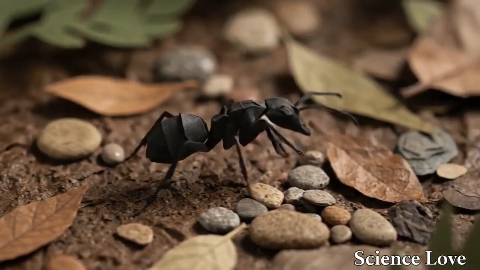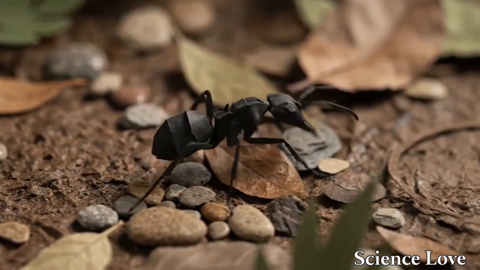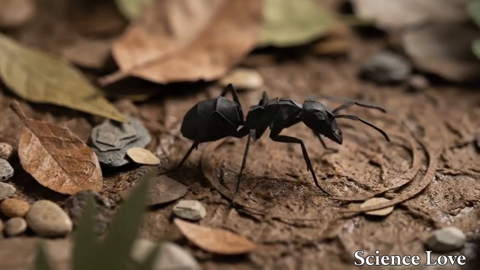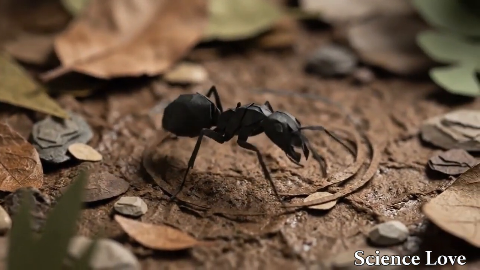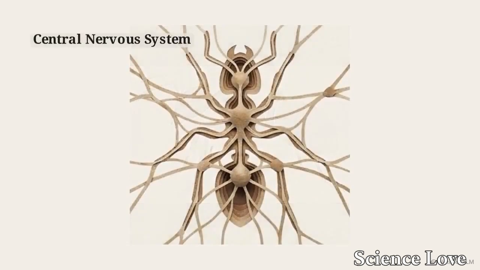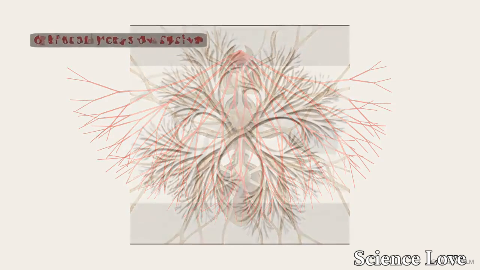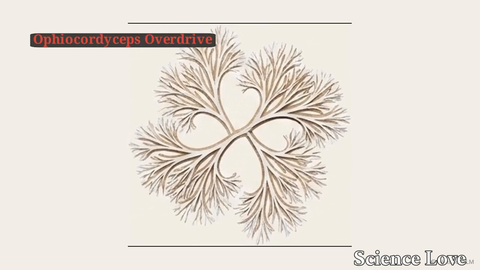On the forest floor, a lone ant moves in erratic, twitching circles. It stumbles over debris, appearing entirely disconnected from its own limbs. A hostile takeover is underway within the ant's central nervous system. Its biological circuitry has been intercepted and overridden.